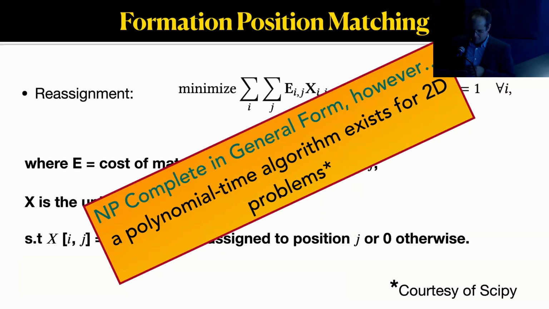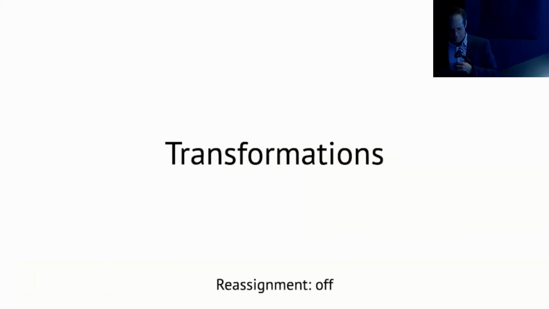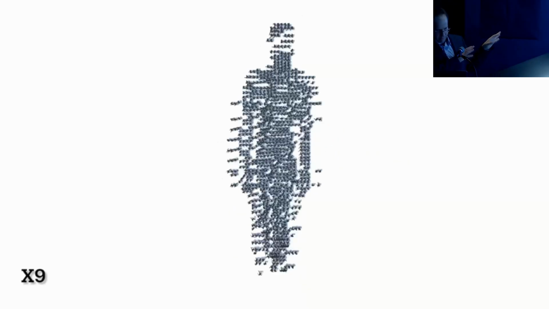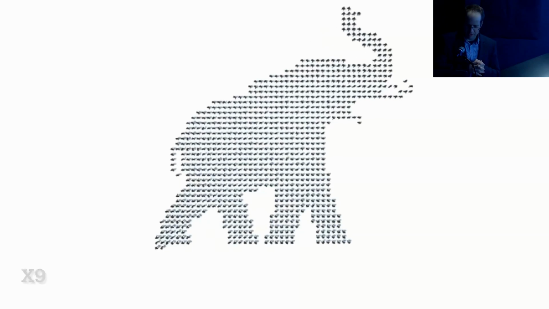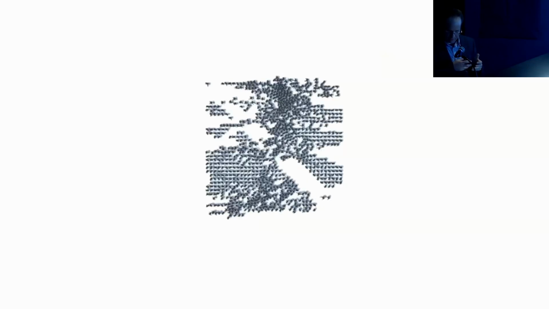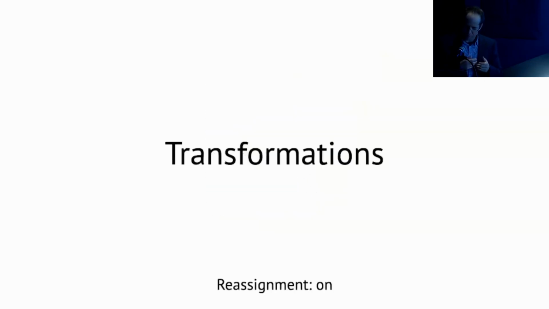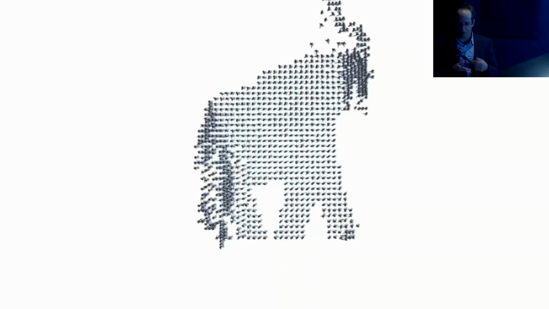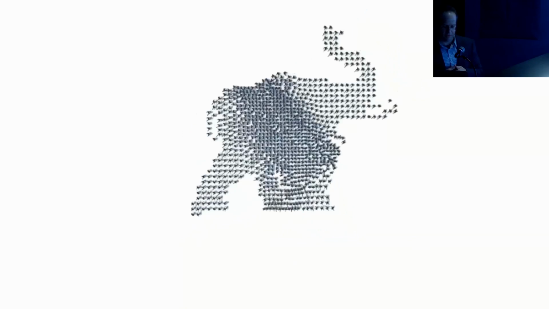So let me show you an example of what this means for us. This is without reassignment. First of all, you can see the effects of people moving without that matching active. It's actually pretty nice, but still there are some conflicts, I would say. And this is with reassignment on. It's a lot faster, smoother. Not much of those internal conflicts in the formation shape.